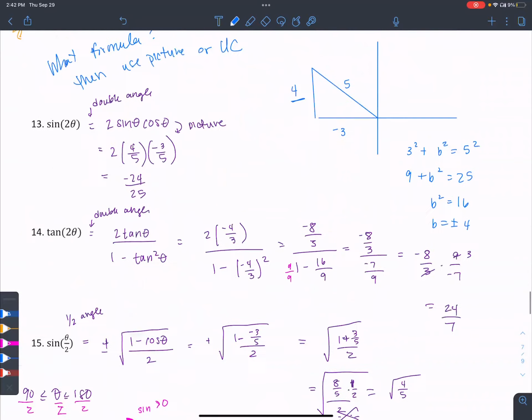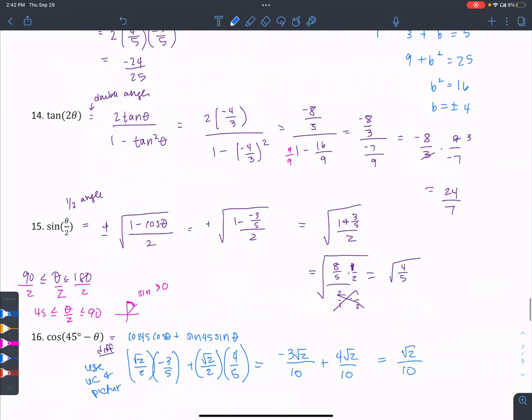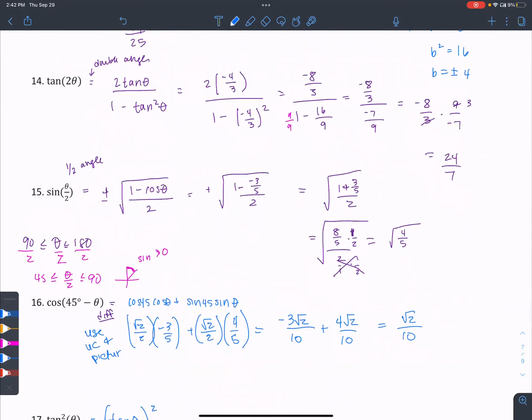Okay, so triangle problems, use your identities, and then use your picture or your unit circle, or both.